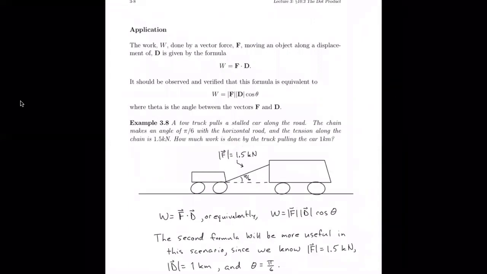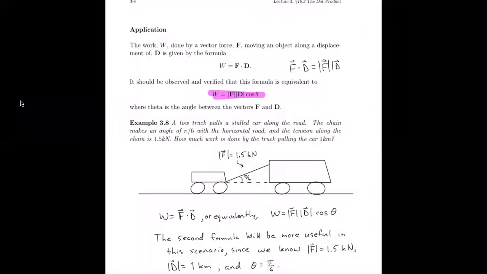Another nice characterization of this comes from what we had before. This is essentially the formula we saw before. If we take the dot product of F and D as a force and distance vector, well, we know that the dot product of two vectors is equal to exactly this, where theta is the angle in between these two vectors. Okay, so now we have two different ways we could calculate work. It just depends on what information we have available to us as far as which formula we choose to use.